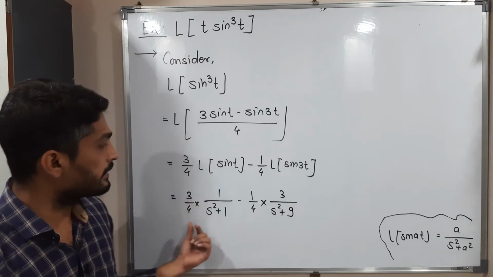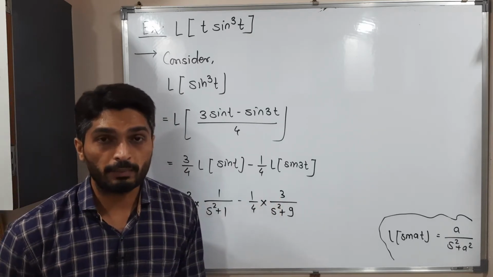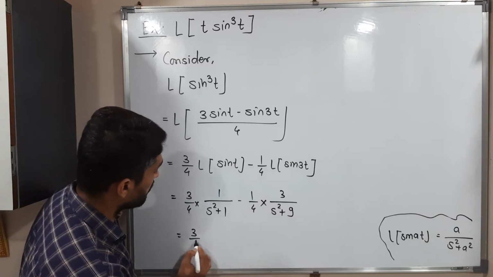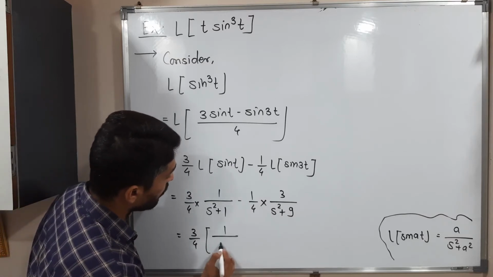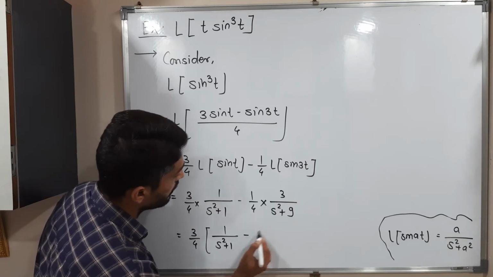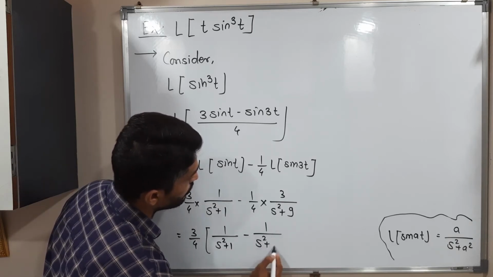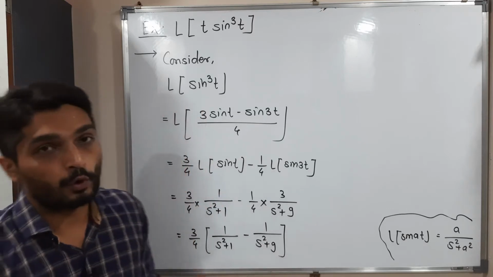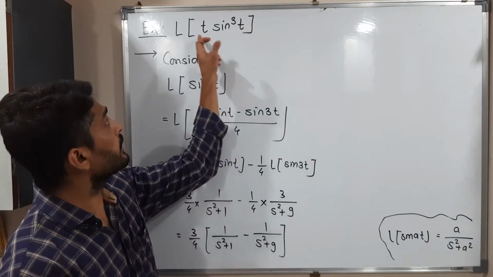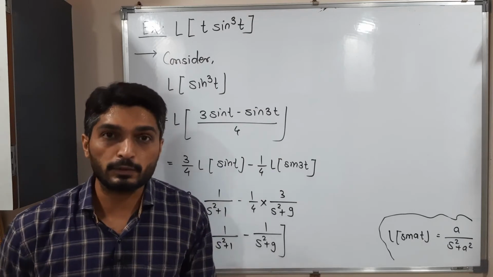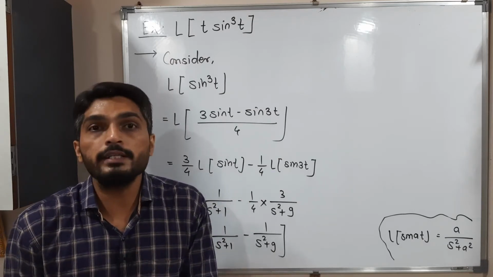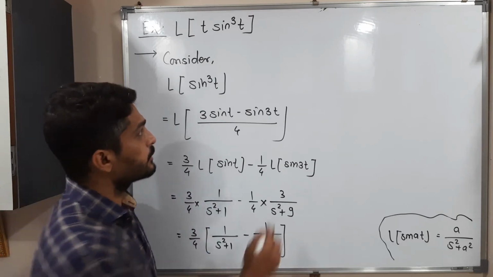You can easily see 3 by 4 is here. Here also you have 3 by 4. So you can take 3 by 4 common. So it will be 3 by 4 times 1 upon s square plus 1 minus 1 upon s square plus 9. So this is the Laplace transform of sine cube t we have got. After that, we have to focus on t. So t is there, that means we have to use effect of multiplication by t, which we have already seen in our previous video. Let us do that.